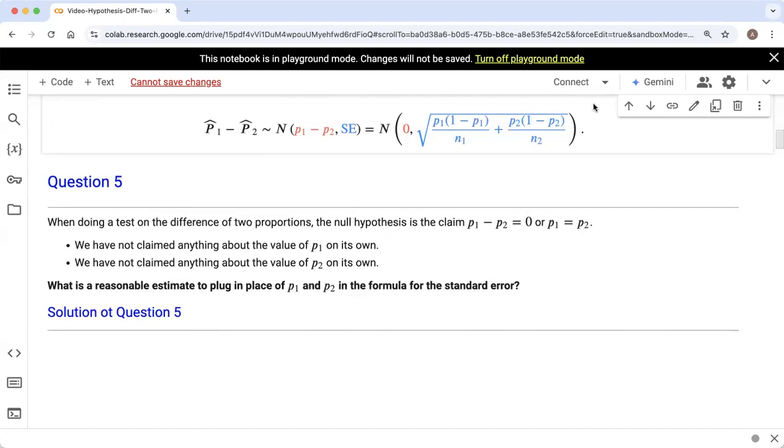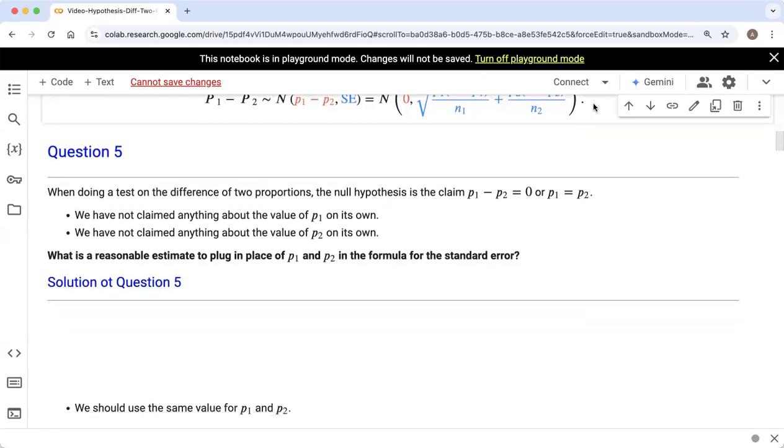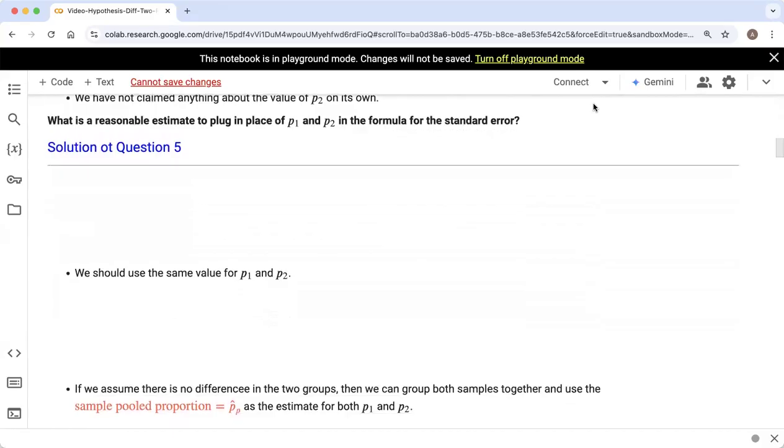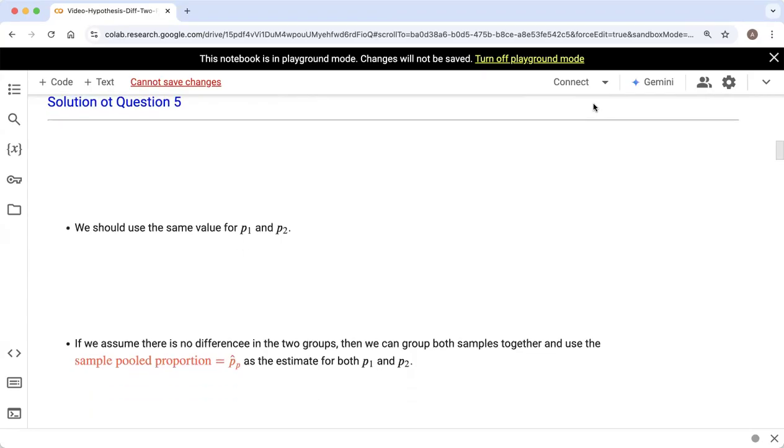So when we calculate the standard error, we should use the same value for P1 and P2. So what values should we use? We're going to assume again that these two populations, children that get xylitol and children that get a control, are no different from each other. So let's just group them all together in one big group of children, and calculate what proportion of all children, regardless of which group they were in, treatment or control, got an ear infection. We'll call this the sample pooled proportion, and let's use that as our estimate for both P1 and P2.